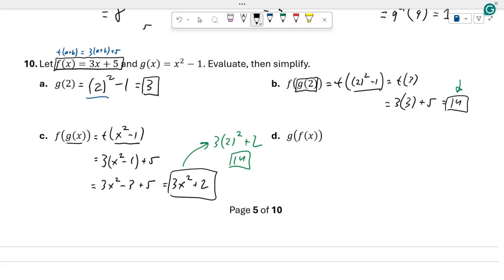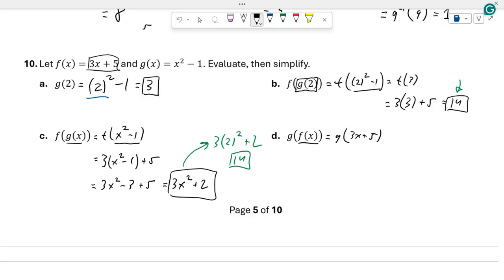And again, this part doesn't change. We're going to work from the inside out. So that means we're going to leave the g alone for a second. So g of. Now, inside, I have f of x. Well, I know what f of x is. f of x is 3x plus 5. So I'm going to replace my f of x with what it is, which is 3x plus 5.